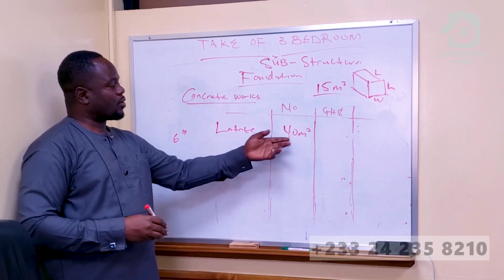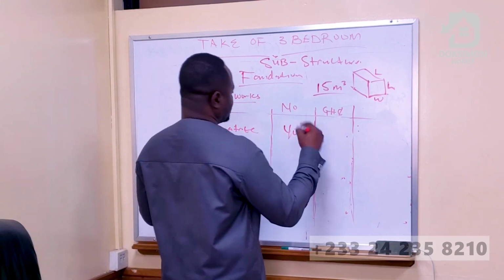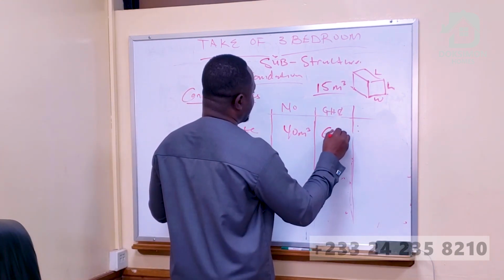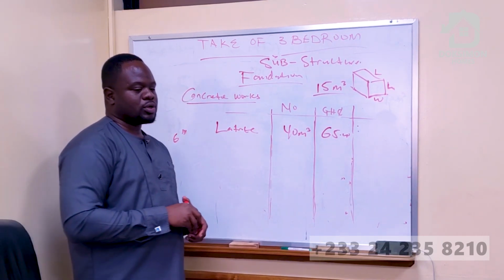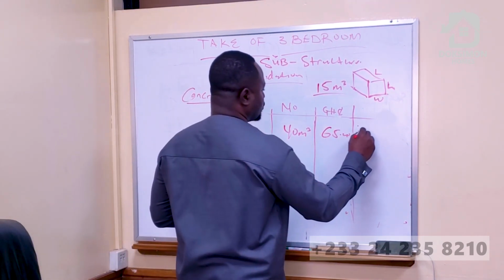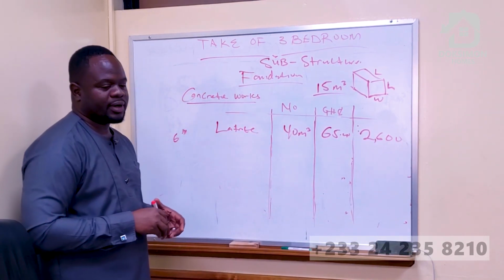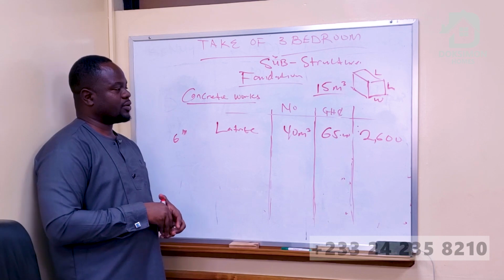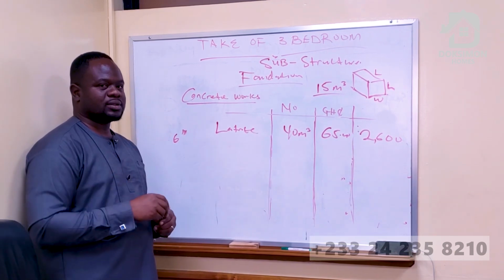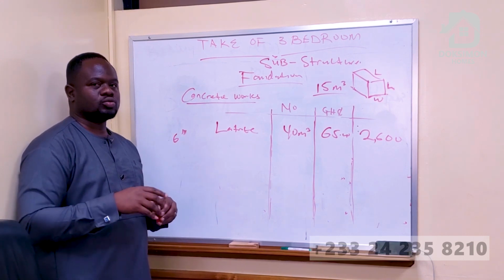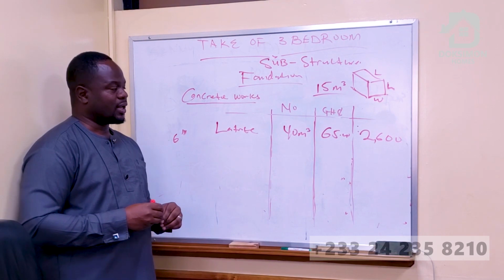So per calculation, we have 40 meter cube, and it varies, but at a moderate price, 65 Ghana cedi should be able to help you. So we have 2,600 Ghana cedi. That means we are looking at two trucks. If one is 20, you are looking at two, which is able to give you the 40.